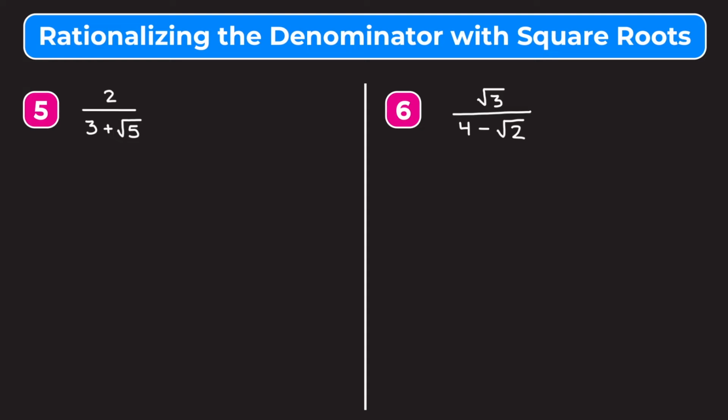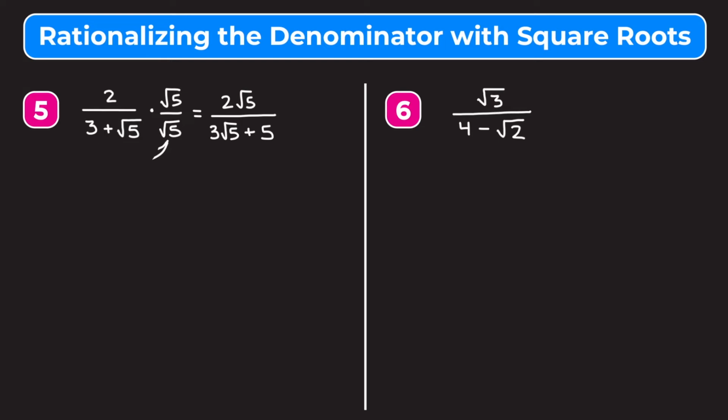So if we look at example 5, we have 2 over the quantity of 3 plus the square root of 5. We can't just multiply by the square root of 5, and I'll show you guys why. I'll show you what's going to happen if we just multiply the top and bottom by the square root of 5. On the top, we're going to get 2 root 5. On the bottom, this square root of 5 has to distribute to both things in my denominator. So I'm going to end up with a 3 root 5 plus square root of 5 times itself, which is just 5. And now I've just made it more complicated. I just have another root in my denominator. So that's why we can't just multiply by the root on the top and the bottom like we were doing before.